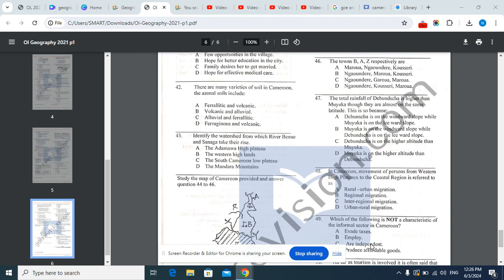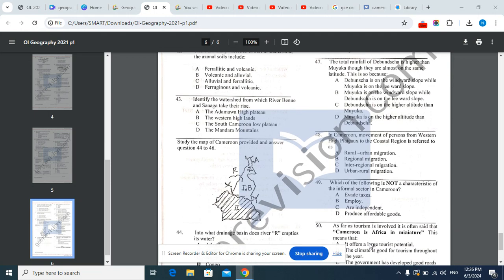Question 48. In Cameroon, movement of persons from the Western High Plateau to the coastal region is referred to as. The answer is C.